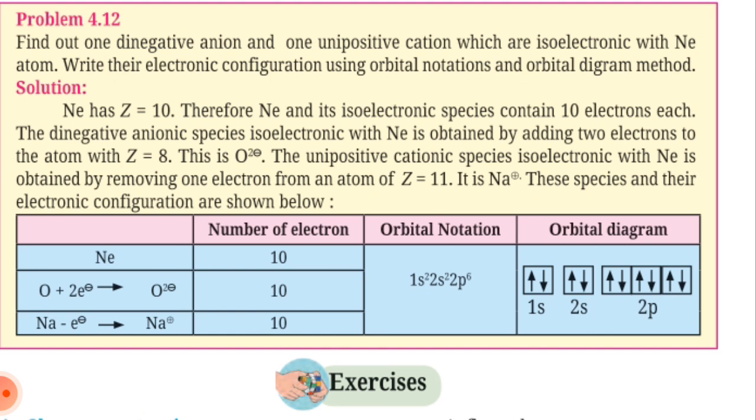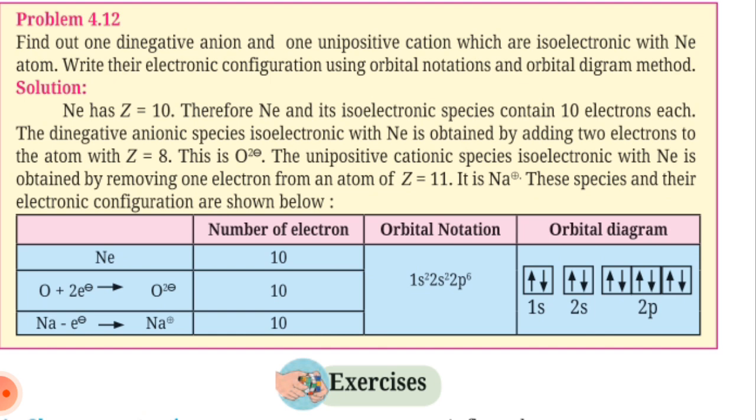Neon has Z equal to 10, therefore neon and its isoelectronic species contain 10 electrons each. The dinegative anionic species isoelectronic with neon is obtained by adding 2 electrons to the atom with Z equal to 8. This is O2-. The unipositive cationic species isoelectronic with neon is obtained by removing 1 electron from an atom of Z equal to 11. It is Na+. The species and their electronic configurations are shown below.